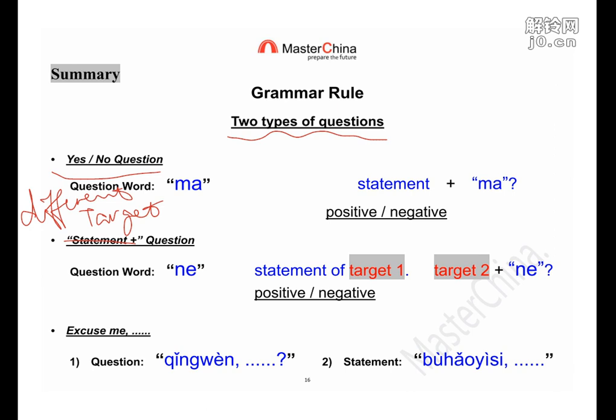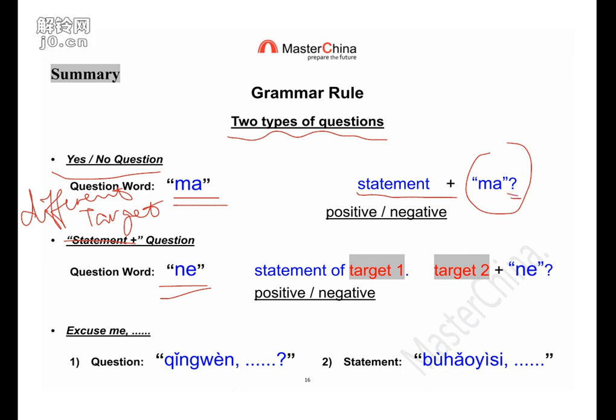So the question word of the yes/no question is ma, and the question word of the other is ne. So for the statement, positive and negative plus ma at the end. For the ne, the statement of target 1 and put the ne after the target 2. Don't forget the question mark. Excuse me, question, and 不好意思 in the statement. So look, this is all the rules of these two kinds of questions.